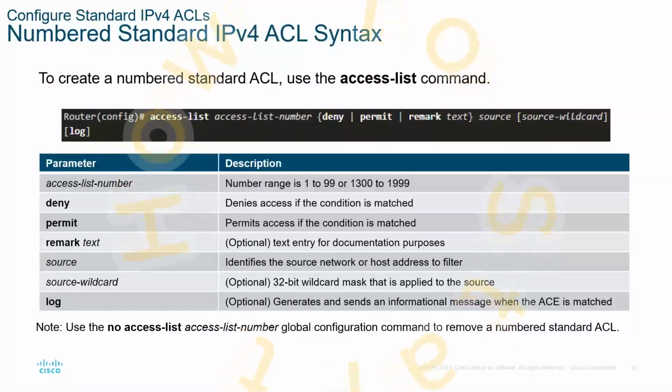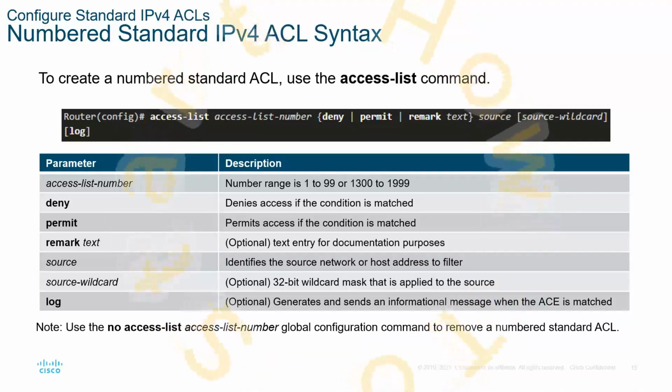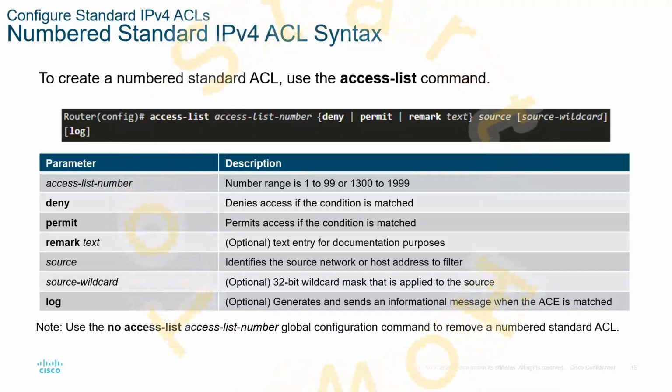So what is the syntax? Well, first of all, from global configuration, you type access-list followed by a number. Again, if it's a standard ACL, it's going to be between the numbers 1 and 99. If it's extended, it will be between 100 and 199. Next is the action. Are we going to do a permit or deny, or are we doing a remark? Again, our remark is the way that we comment these.